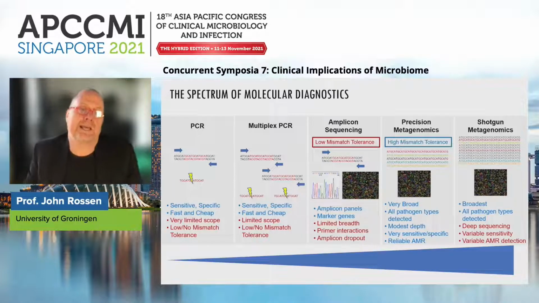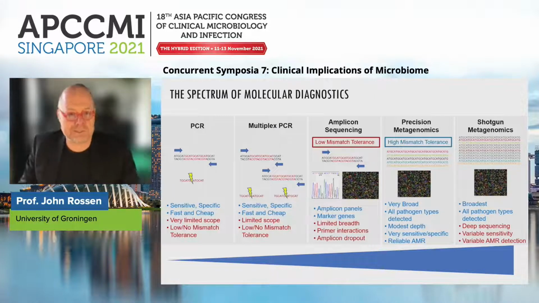I show you here a slide showing the spectrum of molecular diagnostics, including PCR and multiplex PCR. But let us focus on the sequencing-based approaches. There are mainly 3 flavors, that is amplicon-based sequencing, shotgun metagenomics, and then precision metagenomics, in which we make use of hybrid capture probes.